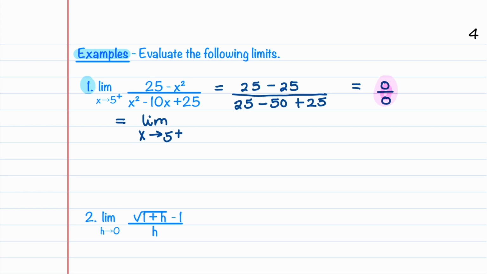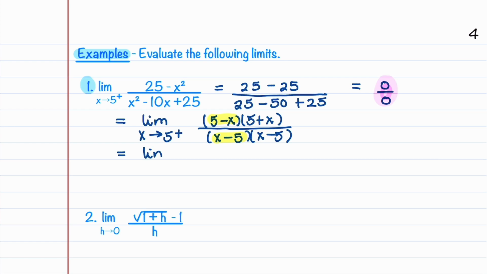Factoring the top, we get a 5 minus x and a 5 plus x. Now we can factor the denominator. This is going to be x minus 5 times x minus 5. Let's focus on this term and this term. Those terms are almost the same. They are just different by a negative. So what we can do is rewrite the term on the top and take a negative out.